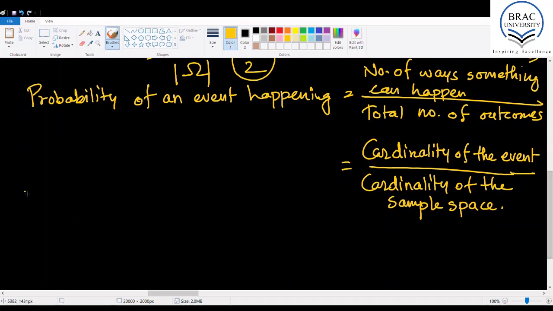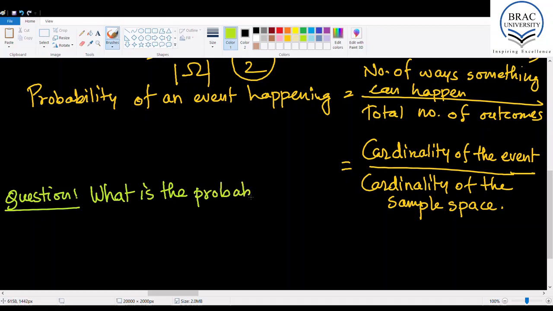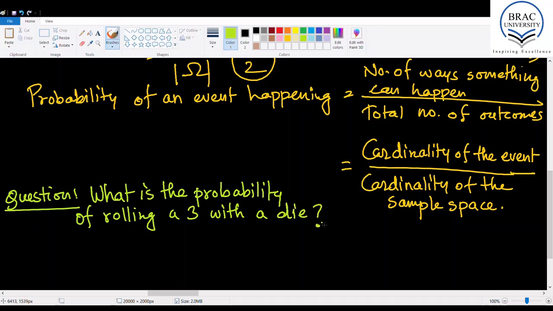All right, let's see an example. Okay, so the question is, what is the probability of rolling a 3 with a die? You are rolling one die and you want a 3. What is the probability of getting a 3? That's the question. So according to our formula, we can say that this is the solution.